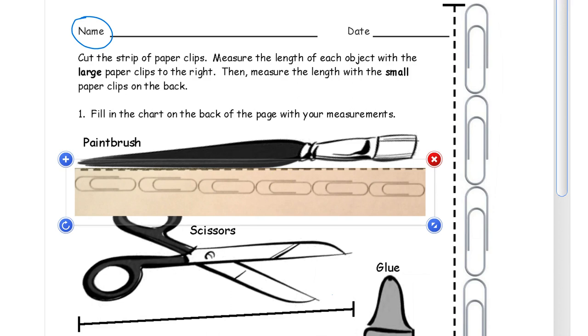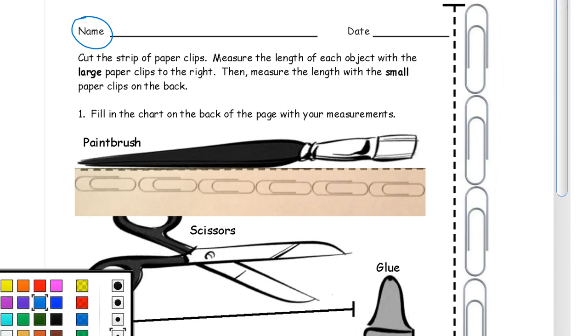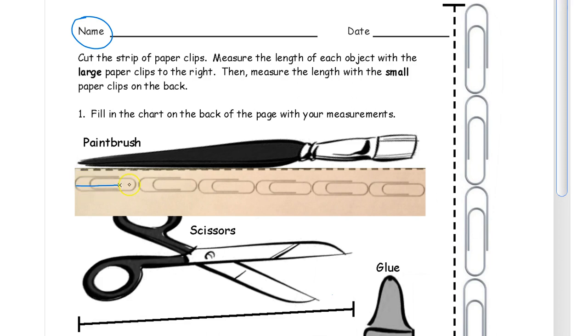And I'm looking at, and I've cut this a little bit shorter just so it'll fit on my page, but it's 1, 2, 3, 4, 5, and it's most of this sixth one. So I would call that six small paper clips.